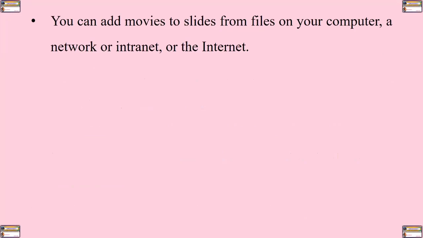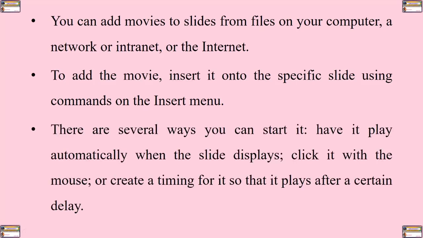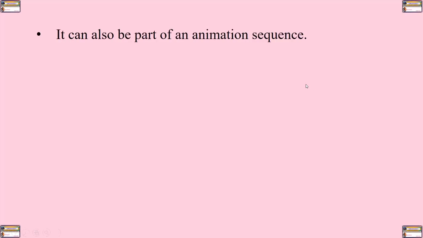type of training. You can add movies to slides from the slides that you already have, or you can add movies to slides from files on your computer, a network, or intranet, or the internet. To add the movie, insert it onto the specific slide using commands on the insert menu. There are several ways you can start it. Have it play automatically when the slide displays. Click it with the mouse or create a timing for it so that it displays after a certain delay. It can also be part of an animation sequence.